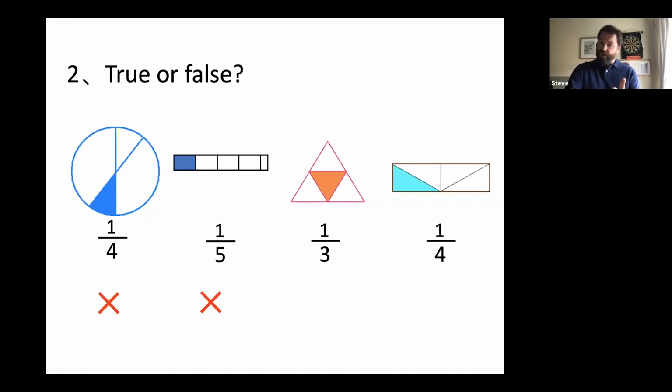The third one, though, they are equal. So that's been chosen for a different reason. I can definitely see one orange triangle. I can see three white triangles. So 1/3 seems okay. But oh no, that's not 1/3, is it? It's 1/4. It's one of 4 equal parts.